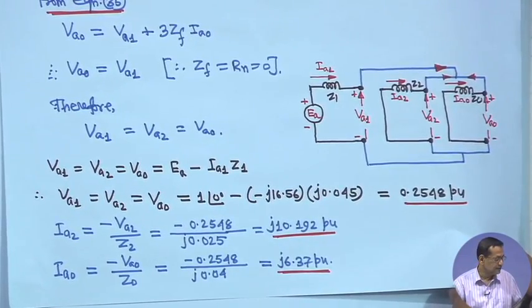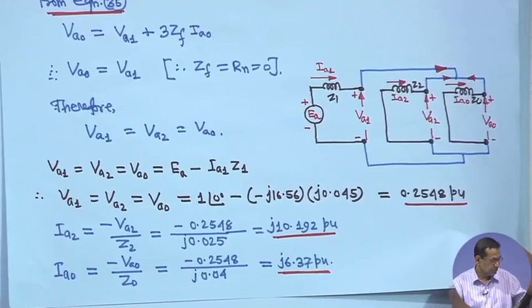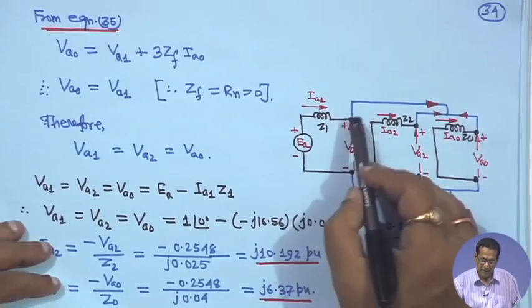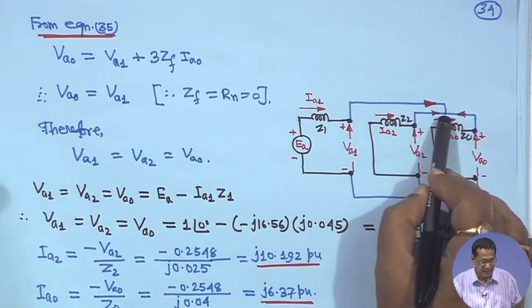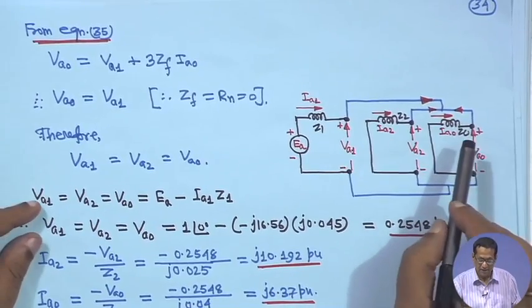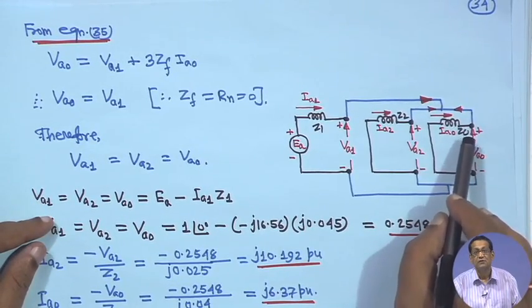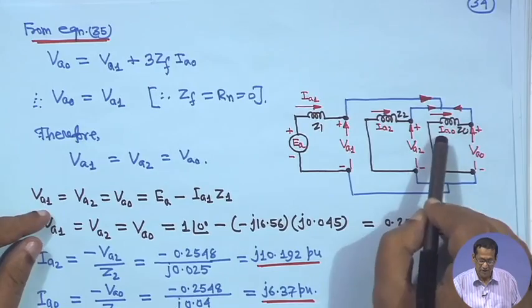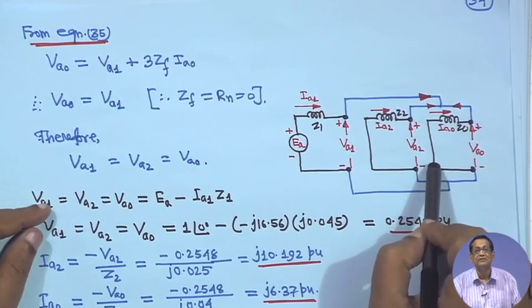Another thing from there, just hold on, if you look at this one, all the currents are meeting at this point, because you have considered the line to line faults in phase B and C.